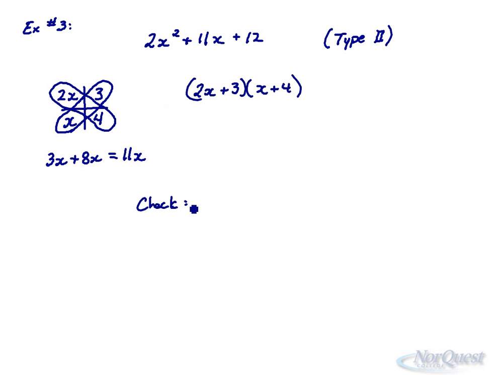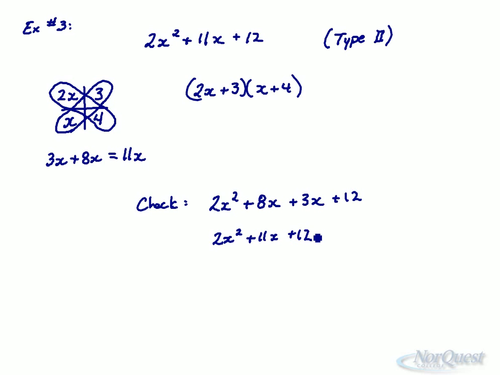Check by FOIL. First times first gives you 2x squared, outer gives you plus 8x, inner gives plus 3x, last gives plus 12. And you end up simplifying to be 2x squared plus 11x plus 12. So the factor chart works real nice. You'll start to get quicker and quicker the more you do. But again, remember, factors of the first, factors of the last, cross products add to the middle term. Once you find the right combination, write your factors horizontally. So that's example number 3.